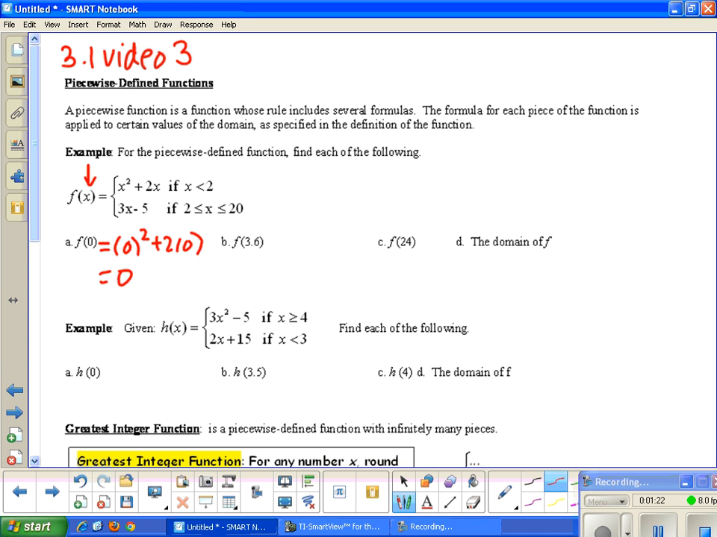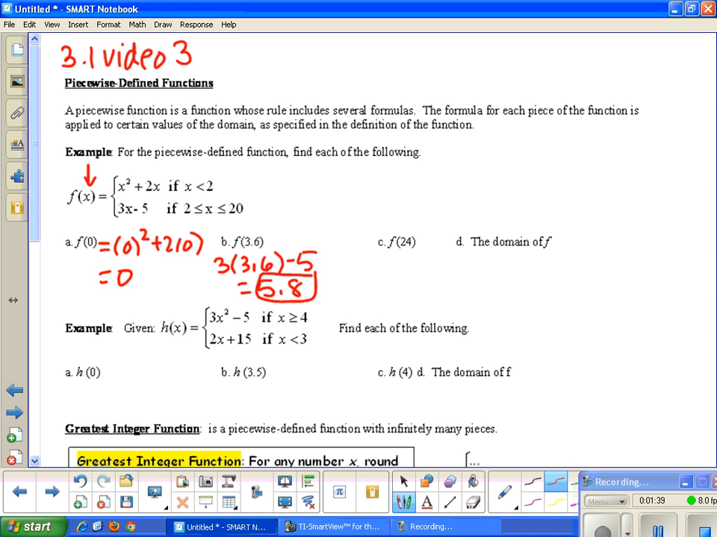When I plug in 3.6, 3.6 is larger than 2, and it's in between 2 and 20, so I'm going to use the bottom equation. So 3 times 3.6 minus 5. Now I just have to simplify this. This is equal to 5.8.